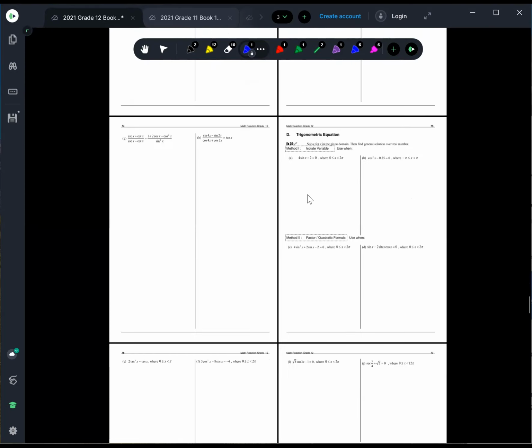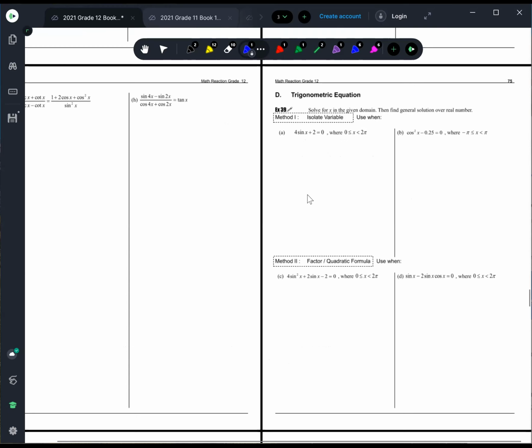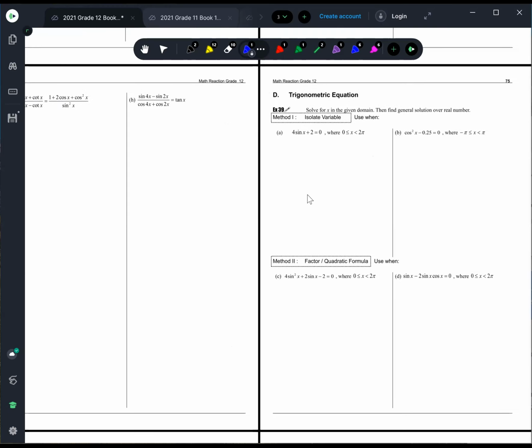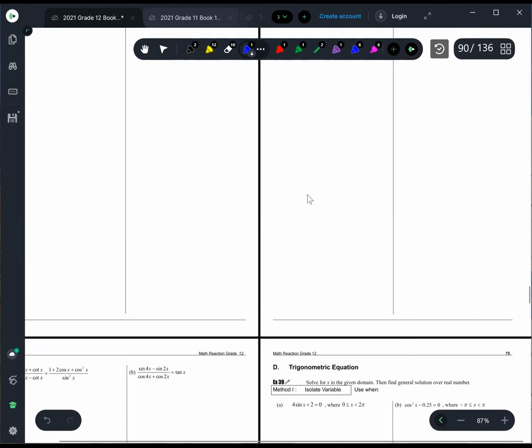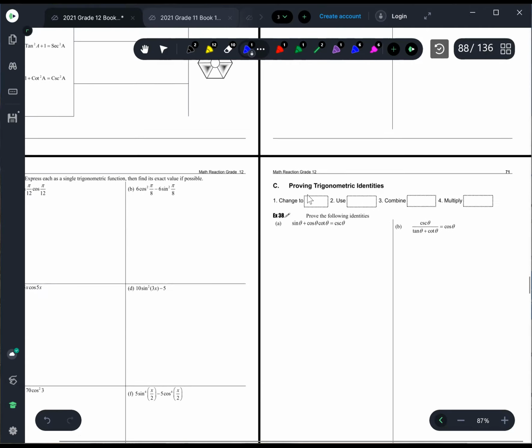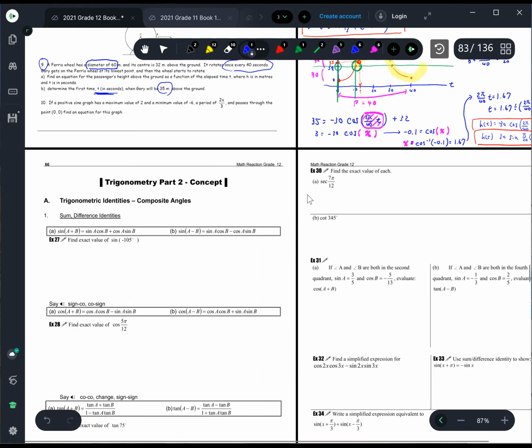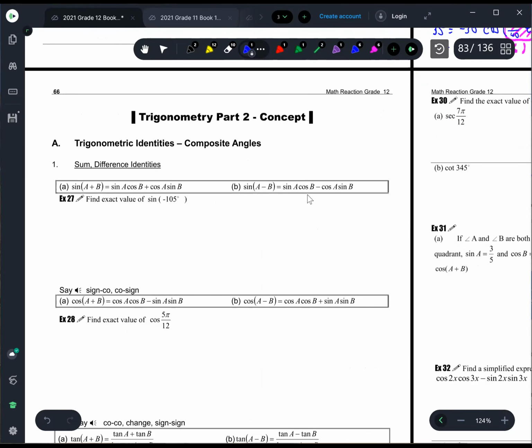And then part D is the equation. Equation means to find x, the missing angle, and that's all. Those are all the different methods. So you can see that there's no graphing. All right, so let's start with the first part. This is called the composite angle. Let's highlight that.